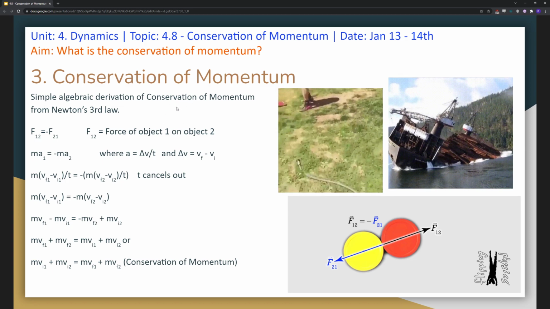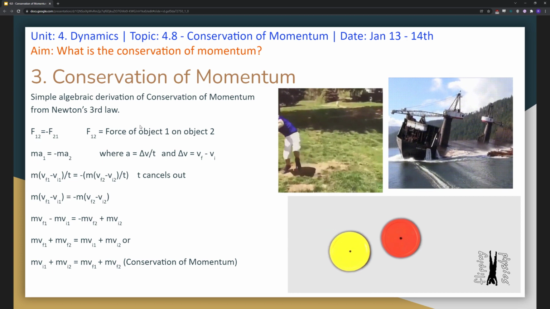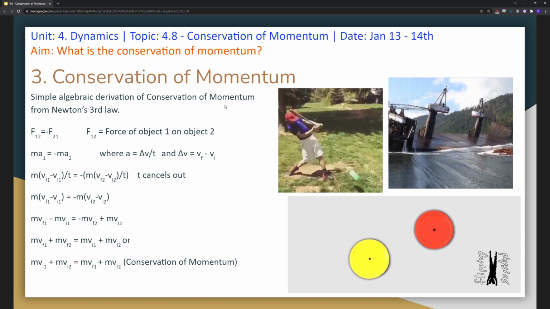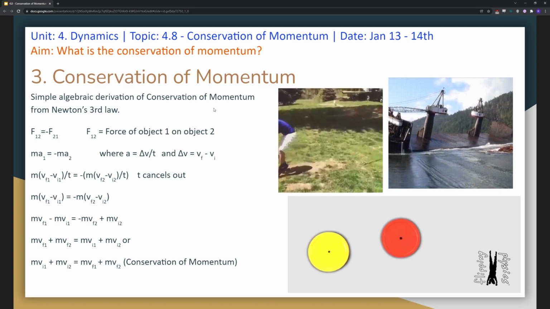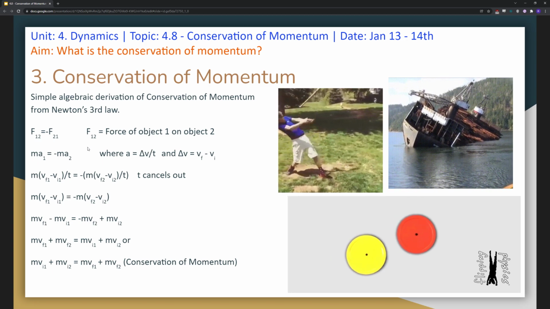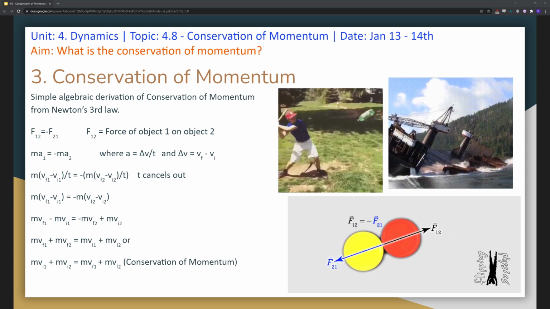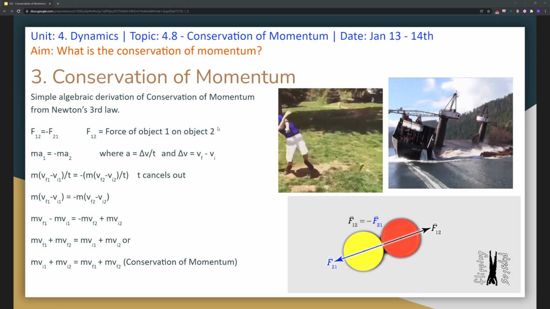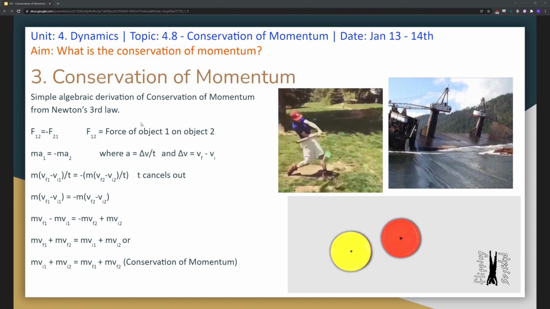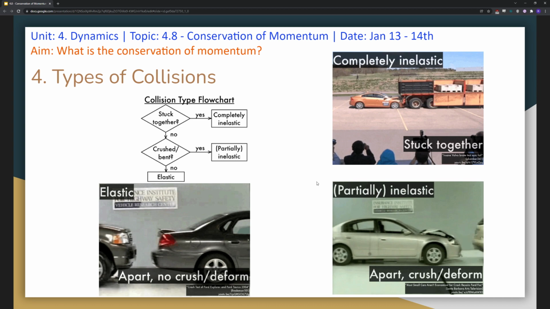And there's a derivation. All the formulas we have come from somewhere, and luckily our conservation of momentum can be derived using algebra from Newton's third law. If you want to figure out how Newton's third law gives us conservation of momentum, here it is. You can peruse it at your own pace, but we're not going to do that. This is unnecessary and not going to be on your test.